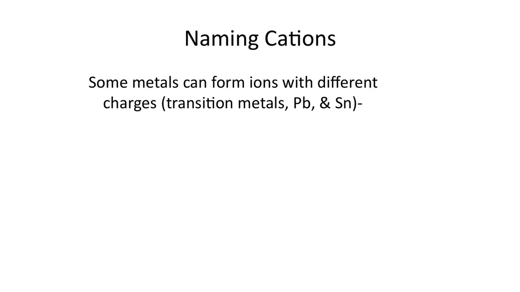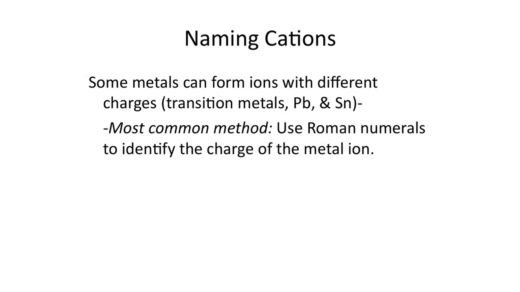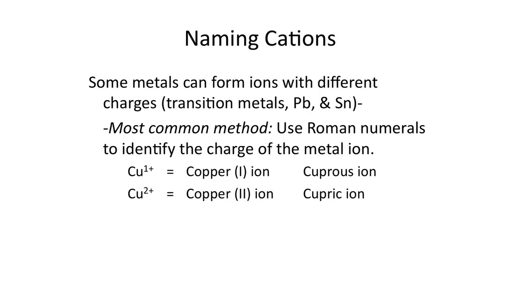When you have one of these metals in your compound, you need to have a way to distinguish the specific ion that's in your formula. There are two different ways to do this. The most commonly used method is to use Roman numerals in the name to identify the charge of the metal ion. For example, if I had a copper +1 ion, I would call that the copper 1 ion. If I had a copper ion with a charge of +2, I would call that the copper 2 ion.